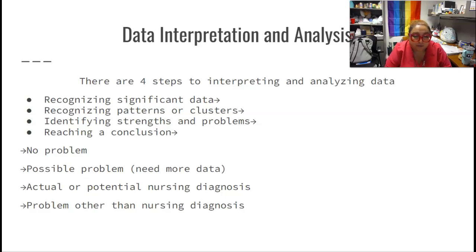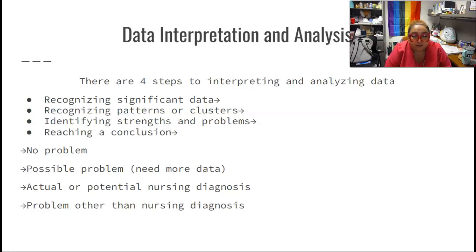And the 4 possible conclusions would be, there is no problem. So we've assessed our patient, they're healthy, there isn't anything wrong with them. Second would be a possible problem. We need more data, so we have to go back and maybe get more information. Third would be an actual or potential nursing diagnosis or problem. And then the other one would be an actual problem or a problem other than a nursing diagnosis.